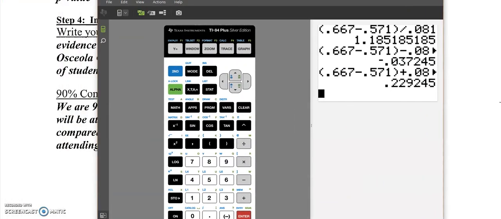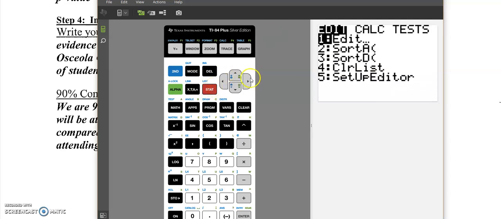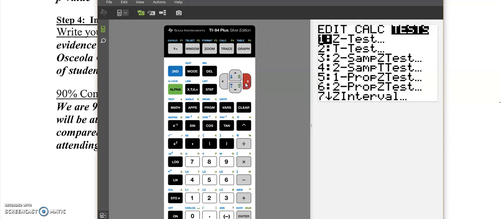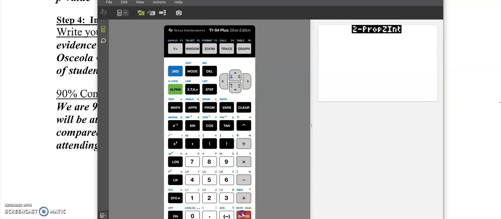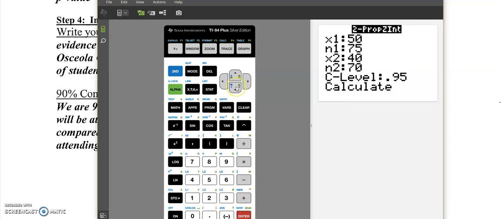We can also check in the calculator. Remember, checking the calculator, the answer will be slightly different because of rounding. It's actually a little bit more exact. So we go to stat, to the right for tests. We go to 2 proportion z interval, which is letter B. And notice that the calculator puts everything in there for us because we did the 2 proportion z test. So x1 is 50, N1 is 75, x2 is 40, N2 is 70, but our C level is 0.90 now.